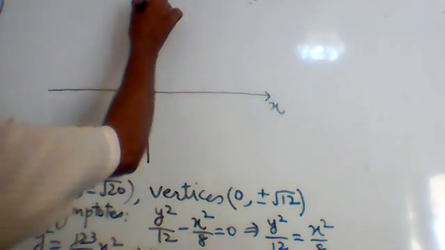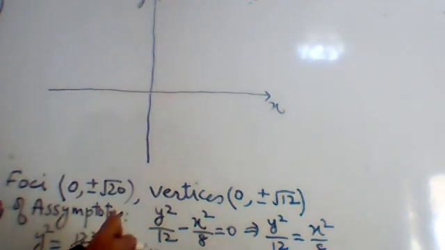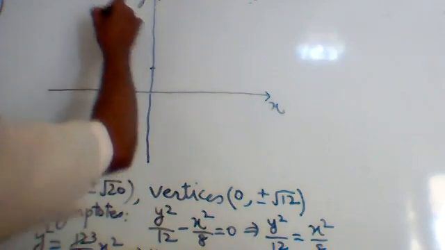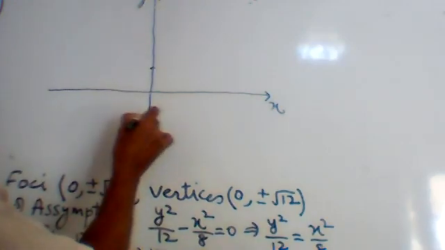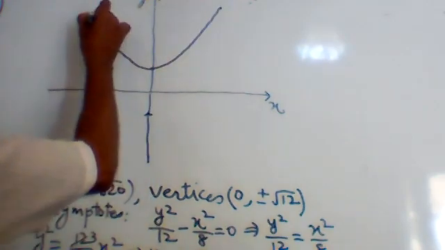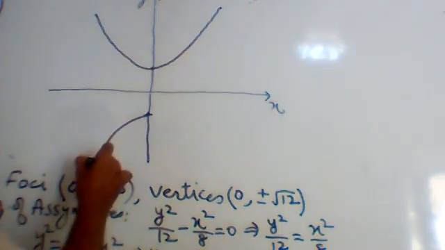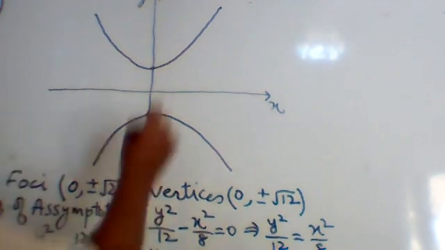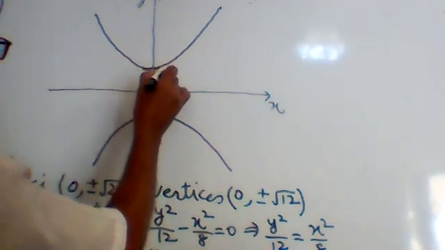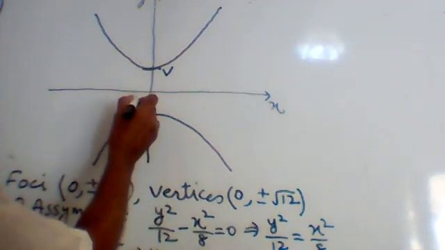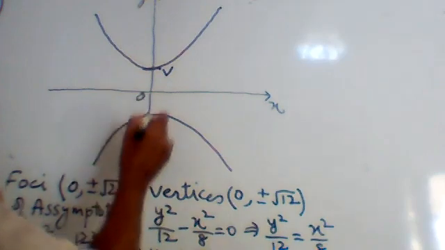X axis, y axis. Transverse axis along y axis, so it will be over there. This will be the hyperbola. This is the vertex. This is on the positive side. This is origin. This is the center. 0 0.